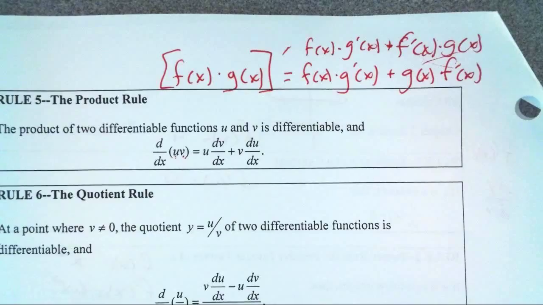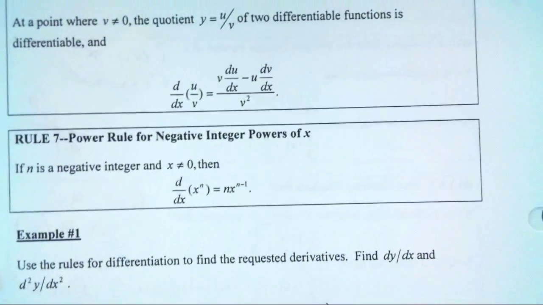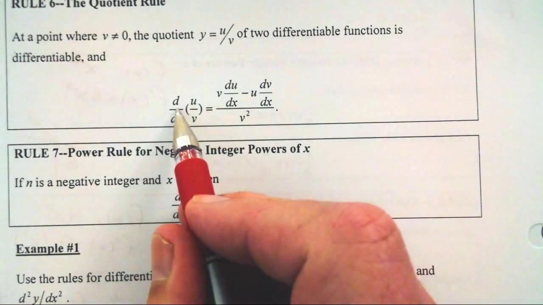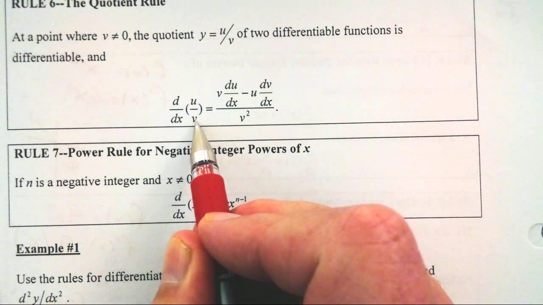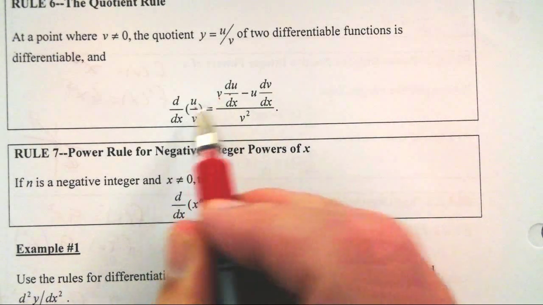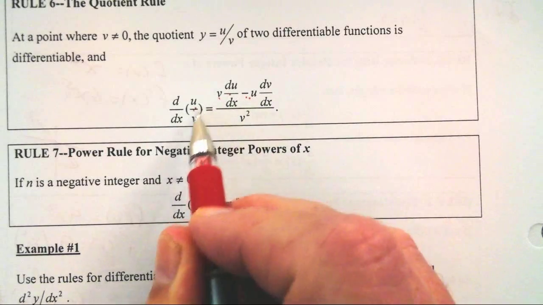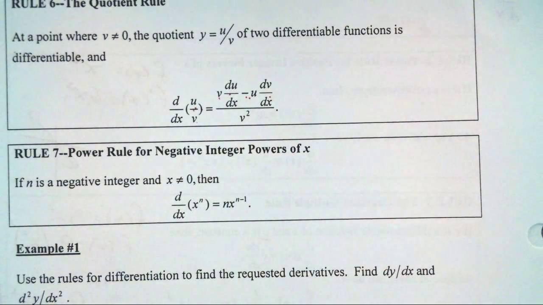All good? All right, quotient rule. Ooh, that's a mess. If I'm taking the derivative of a function divided by a function, I take the denominator and multiply that by the derivative of the numerator minus the numerator times the derivative of the denominator, and then I divide by the denominator squared. Well, wouldn't it be nice if there was a good little poem for this?